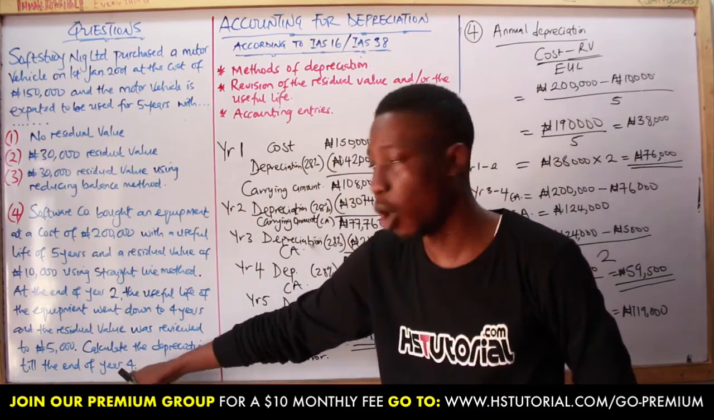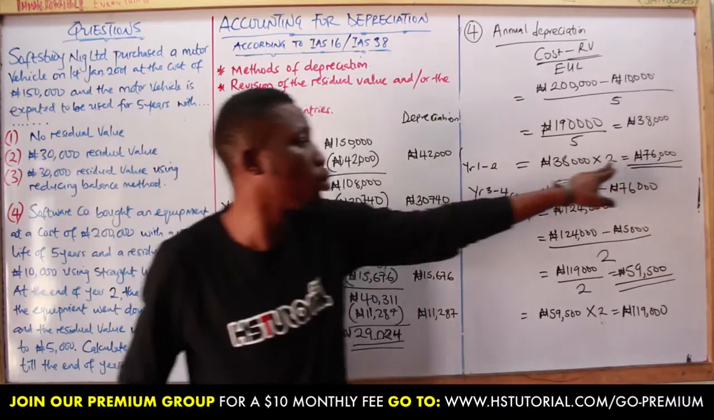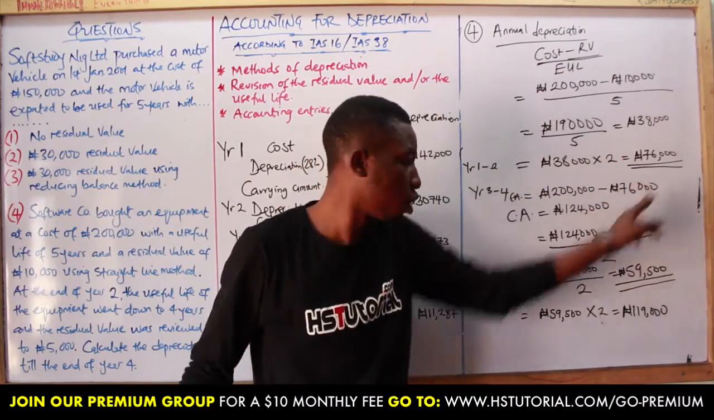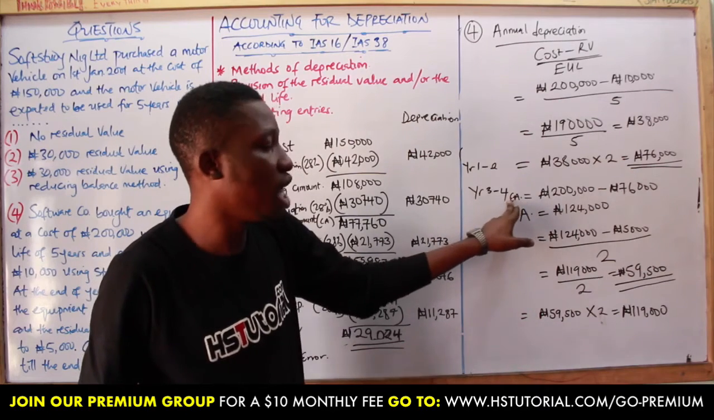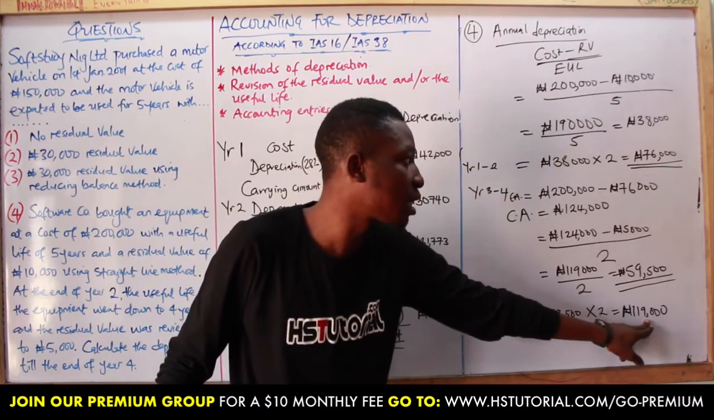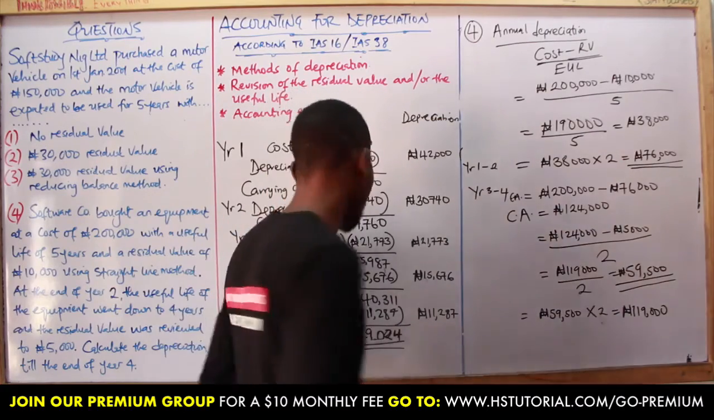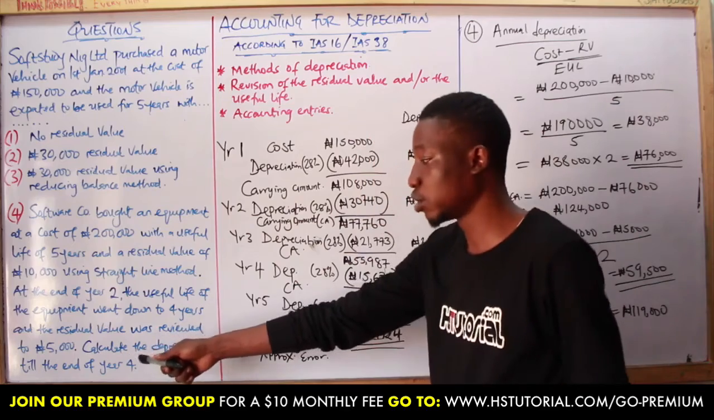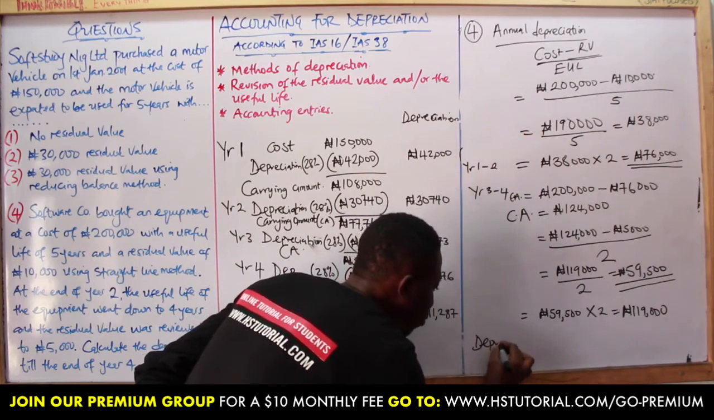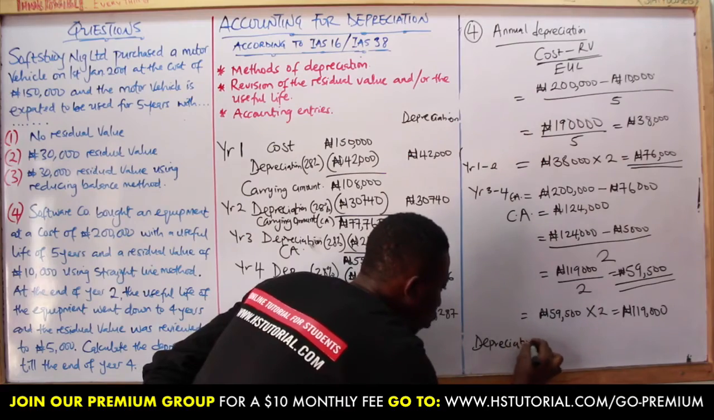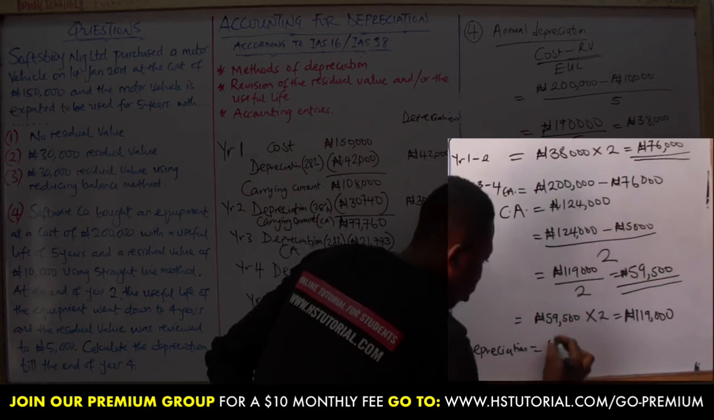Of the 4 years, what do you do? You have gotten the depreciation from year 1 to year 2 to be 76,000, and you have now gotten from year 3 to year 4 to be 119,000 naira. So you will have to add both of them together for you to get your answer based on the requirements. Okay, so for you to get your total depreciation.